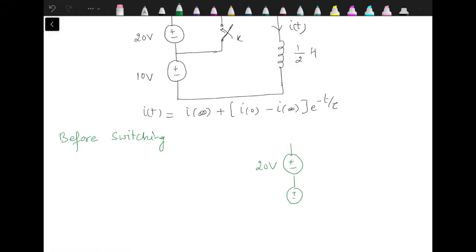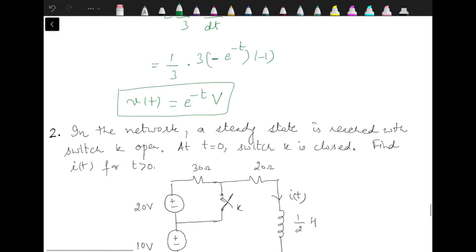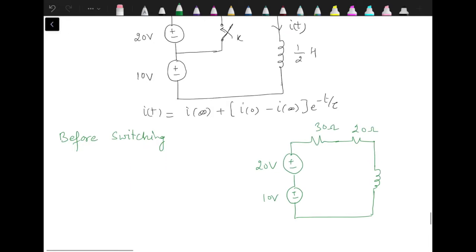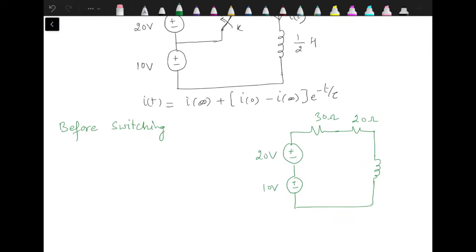Now before switching, what we have, the switch is open, 20-volt source in series with 10-volt source, 30 ohm resistance, 20 ohm resistance, and here we have inductor. Now what is given? That steady state conditions have been reached. When steady state conditions are reached, at that time inductor behaves as short circuit. So we will replace the inductor by short circuit.